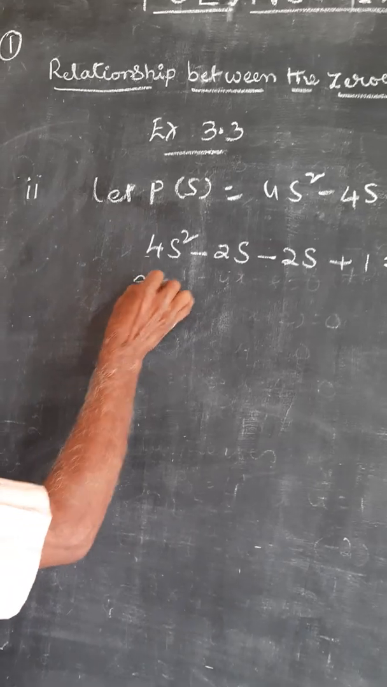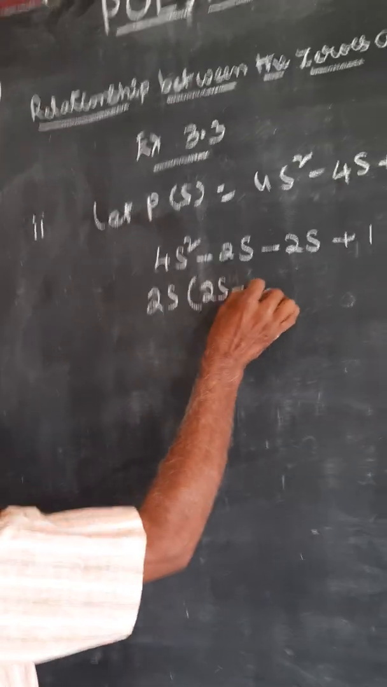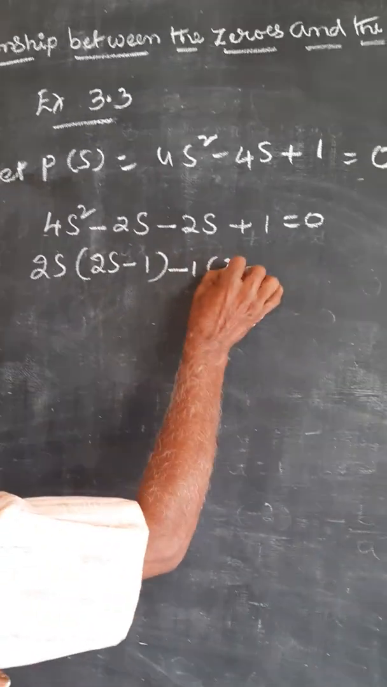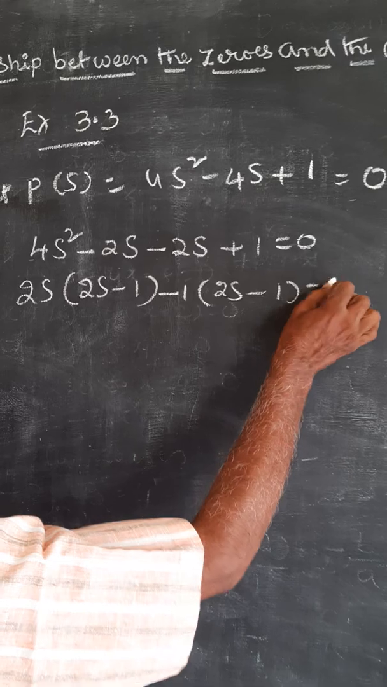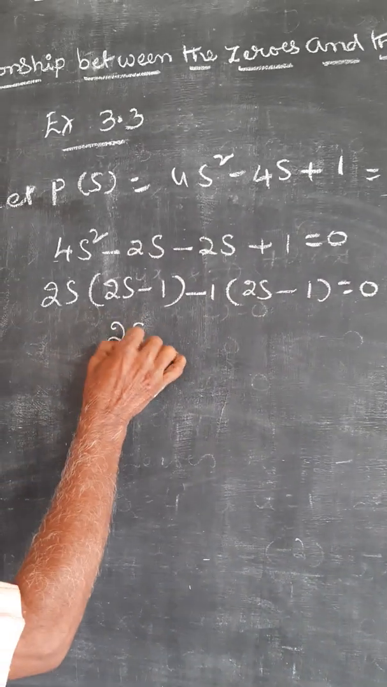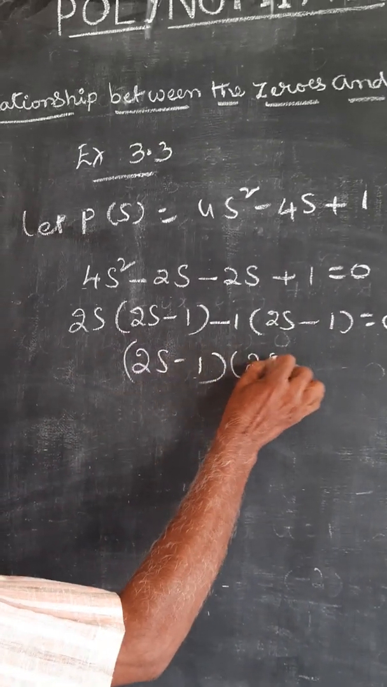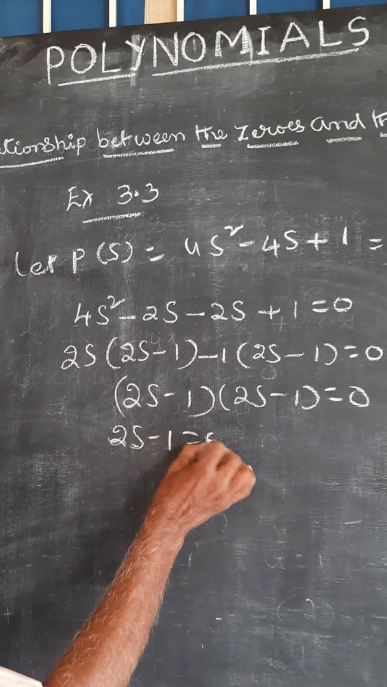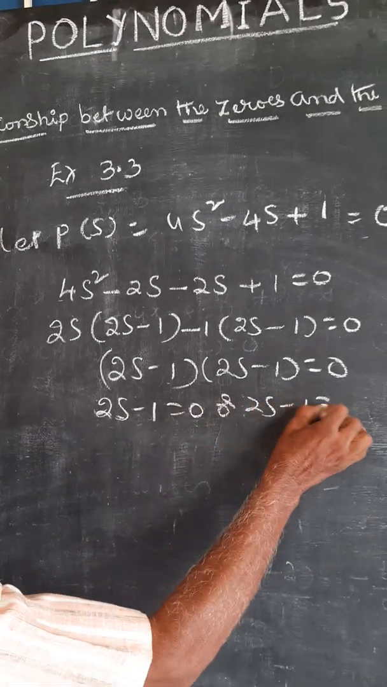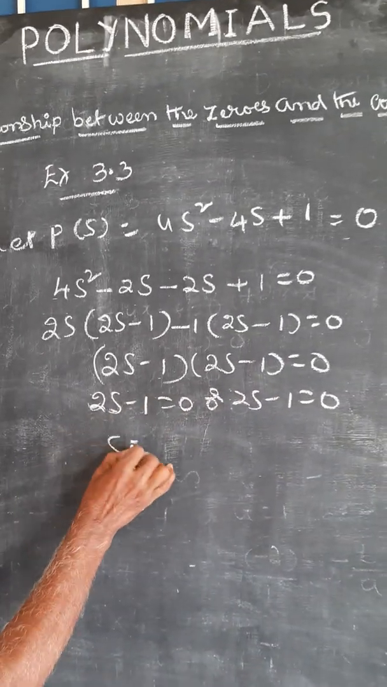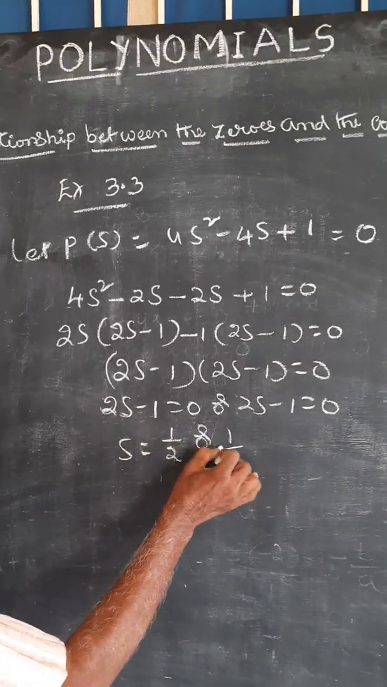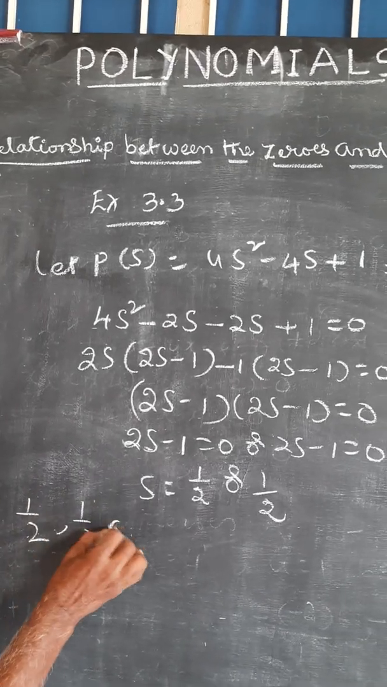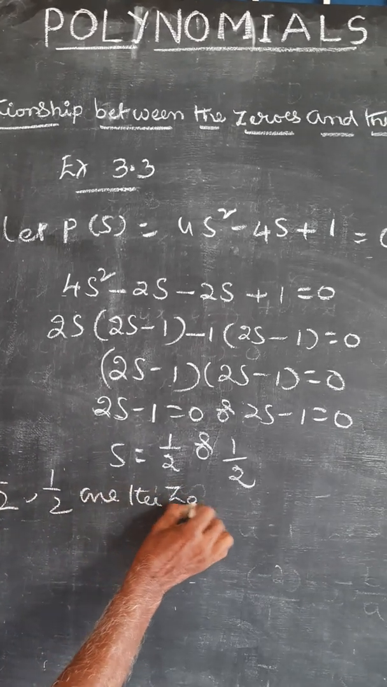2s is common. So take 2s common, again 2s minus 1. Now take a minus 1 common. That is 2s, change the sign, minus 1 is equal to 0. The common factor 2s minus 1 and the other factor also 2s minus 1 is equal to 0. So 2s minus 1 is equal to 0 or 2s minus 1 is equal to 0. 2s is equal to 1, s is equal to 1 by 2 or 1 by 2. Therefore 1 by 2 comma 1 by 2 are the zeros of the polynomial.